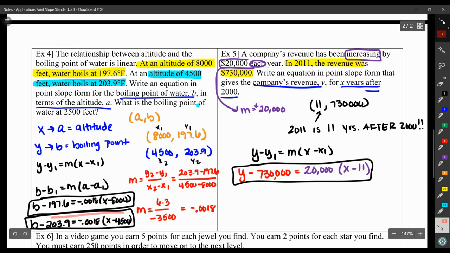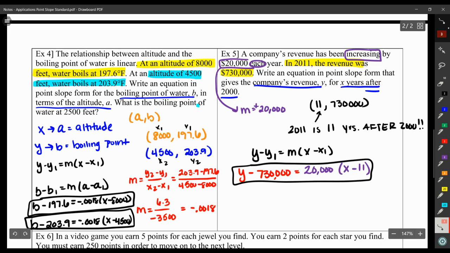For example 5, you have to kind of think for a minute. X is the years after 2000. So your x is not 2011. Well, 2011 is 11 years after 2000, so that makes the x simply 11. If I had said in the year 2010, you would have had a 10 as the x. So be careful on what it calls your variables.